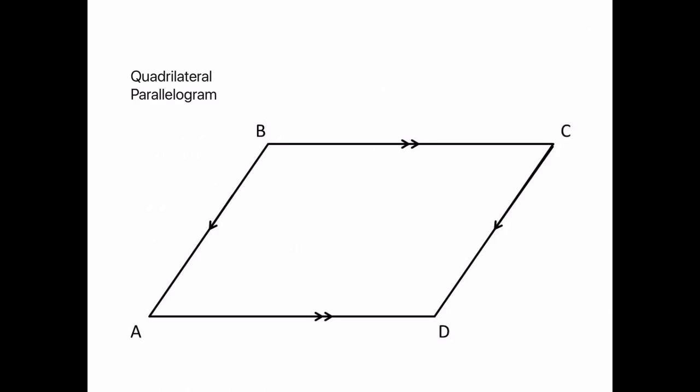A parallelogram is a quadrilateral with both pairs of opposite sides parallel. So as you can see here, the left-hand side and the right-hand side are parallel, and the top and the bottom are parallel. So this is a parallelogram.